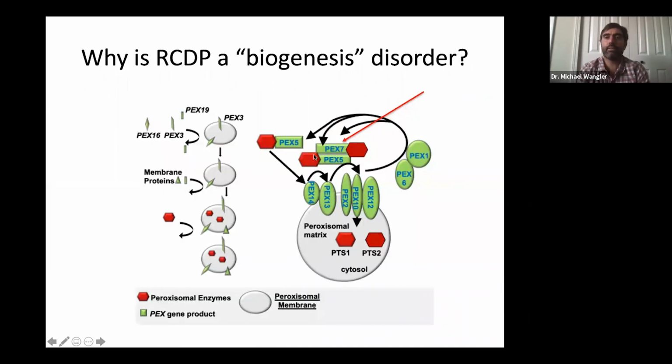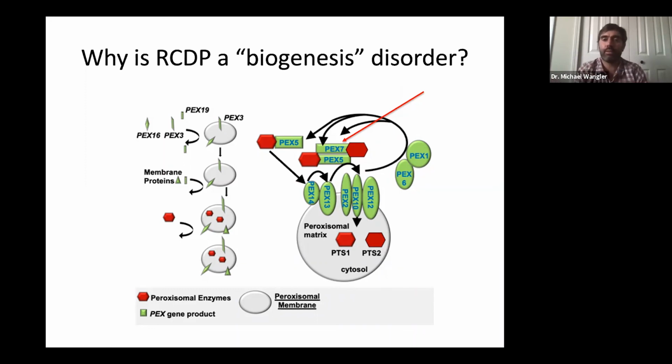The key is that if we go back to our schematic, there were different kinds of targeting signals. There are ways for a lot of the enzymes to get into the peroxisome, and that was through this PEX5 pathway. But the issue in RCDP is usually PEX7. So PEX7 is the key to that mystery. If you're missing PEX7, you're missing the PTS2 system, but everything else actually runs just fine.